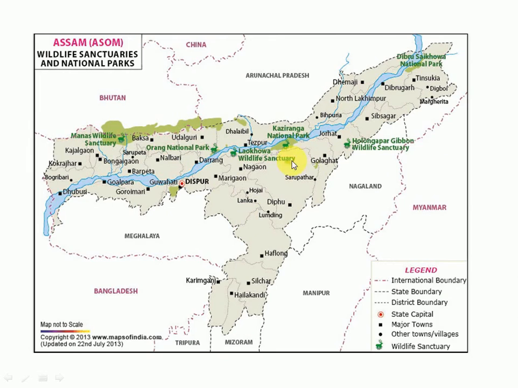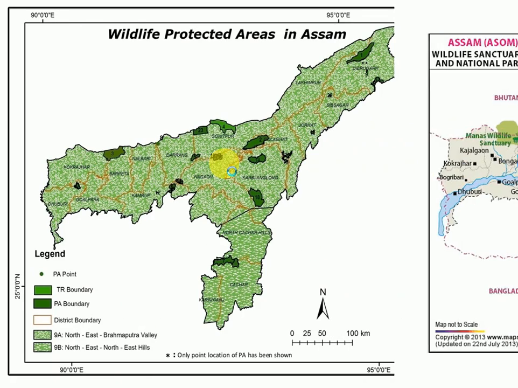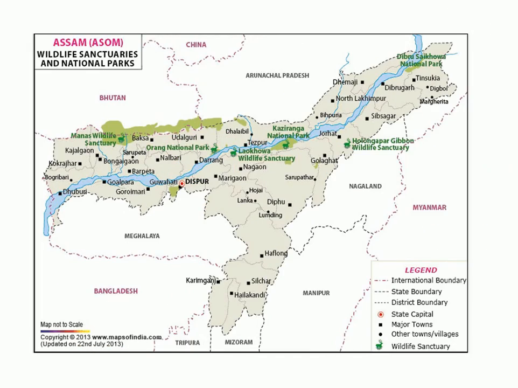This is again a map of famous national parks and wildlife sanctuaries, and the difference between the previous map and this map is that there is also a district boundary given here. So it's quite important, and rivers are also shown in this map. So you can see the Manas Wildlife Sanctuary is situated here, and this is the Brahmaputra River. Along the river there is Laokhowa Wildlife Sanctuary, Kaziranga National Park. Kaziranga National Park is situated in the southern part, the southern bank of the river. So it's an important fact.